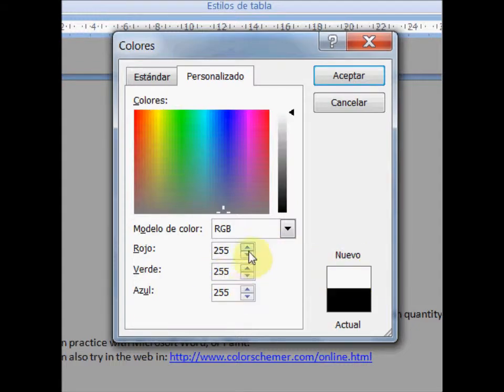Magenta is 255, 0, and 255, and orange is produced by a high number of red, a certain quantity of green, and little or no blue, for instance 255, 100, and 0. You can practice with Microsoft Word or with Paint in your computers. You can also try in the web that you are reading.